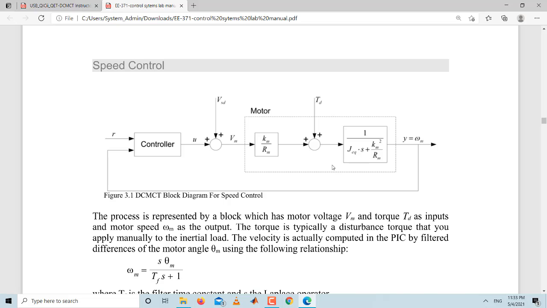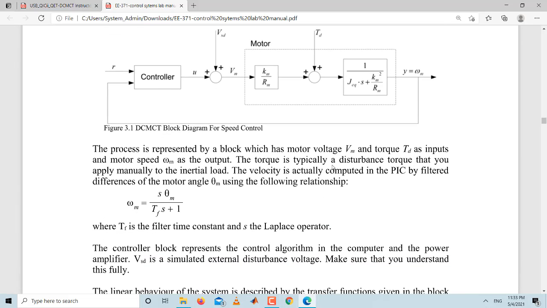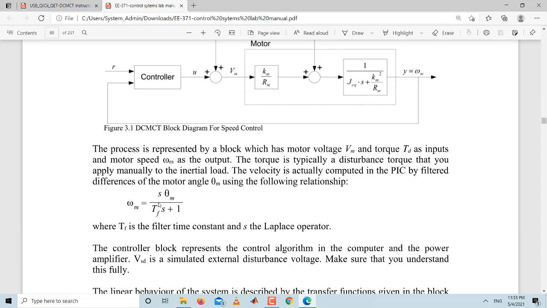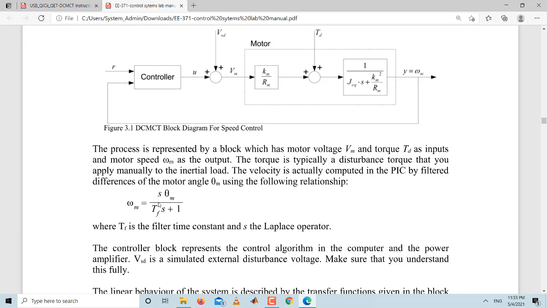And the output here is the speed or velocity, which is calculated by using the information of the changing motor angle. So if motor angle is theta m and we are calculating the difference between theta m and theta m minus 1, it means that we are taking the successive differences. The microcontroller is actually implementing this algorithm to compute the velocity of your motor, and the relationship is s theta m by tau s plus 1, where this tf or tau is the filter time constant, the filter that is being applied to calculate the differences, and s is the Laplace operator.